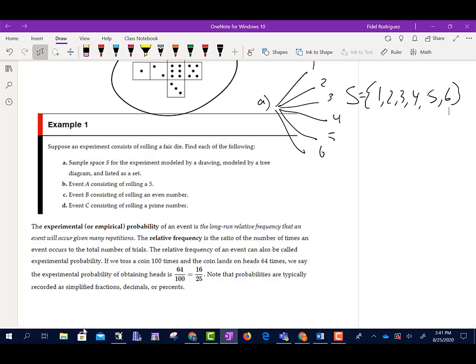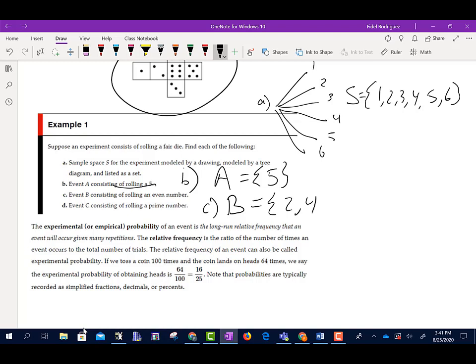Okay, now part B from here says the event A consists of rolling a 5. Okay, it's just going to be the number 5, okay? Part C, it says the event B consists of rolling an even number. So we can get a 2, 4, or a 6. Okay. And D says the event C, rolling a prime number.